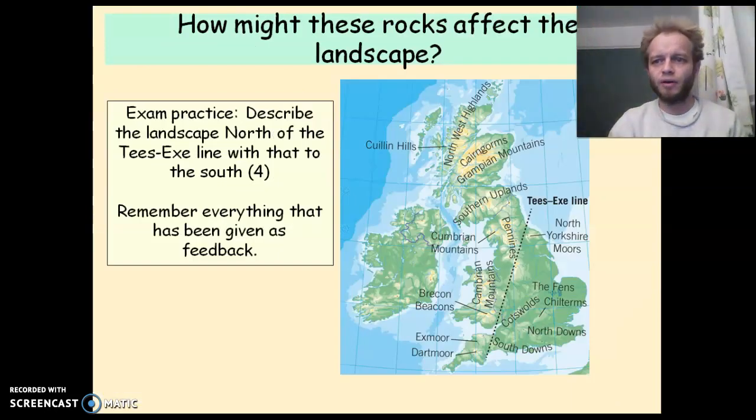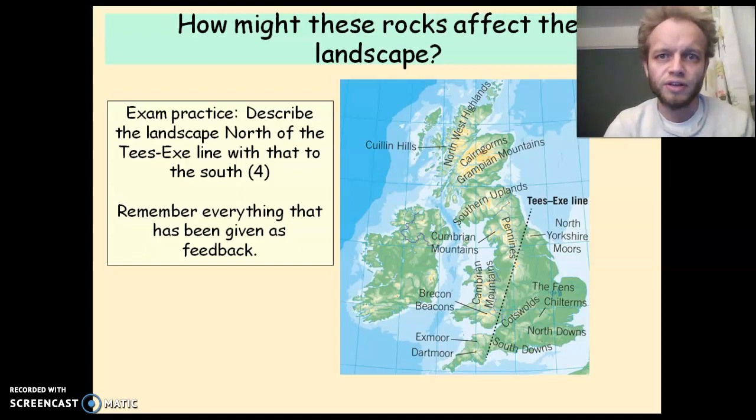Okay, so now over to you guys. You've seen 2 model answers, and you've seen some feedback from examiners. So what we want you to do is have a go at comparing the landscape. My mistake on there. Comparing the landscape north of the Tees-Exe line with that of the south. So making sure you've got those specific places mentioned, some comparisons between them, and use details from that. Okay. Alright, pause the video, have a go, make sure you're getting 4 marks. Well done everyone.